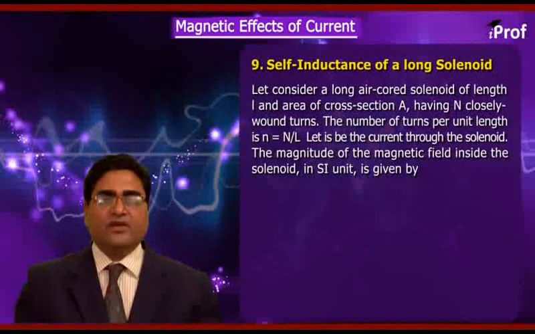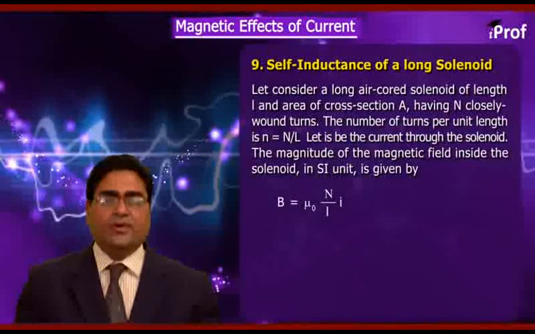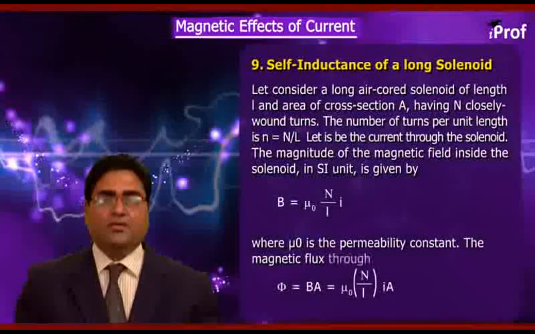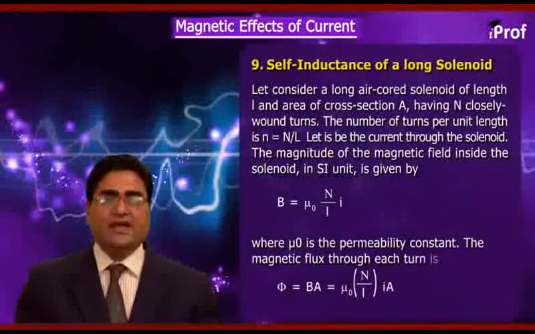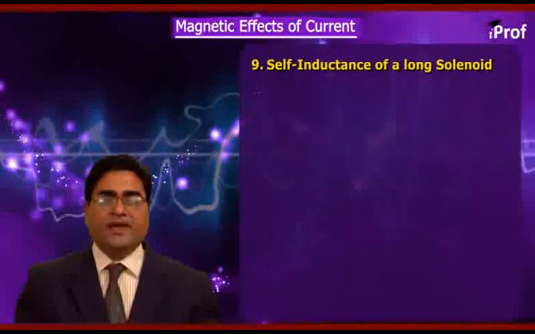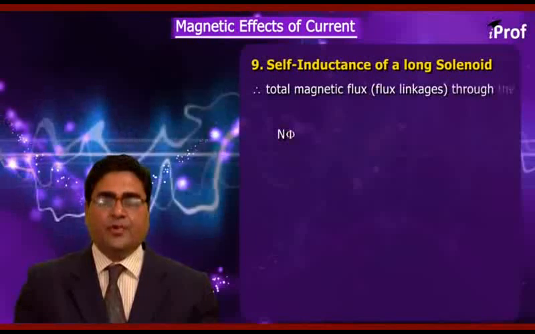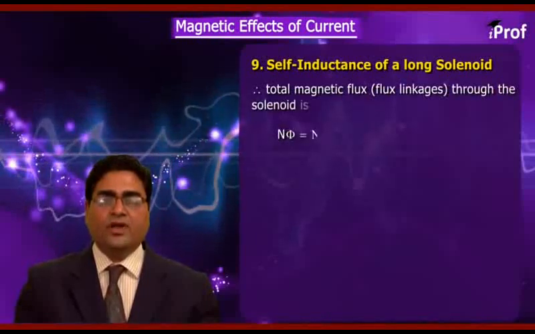The magnitude of the magnetic field inside the solenoid in SI unit is given by B equal to mu naught N upon L I, where mu naught is the permeability constant. The magnetic flux through each turn is phi equal to BA equal to mu naught N upon L IA. Therefore, total magnetic flux linkages through the solenoid is N phi equal to N mu naught N upon L IA equal to mu naught N square IA upon L.